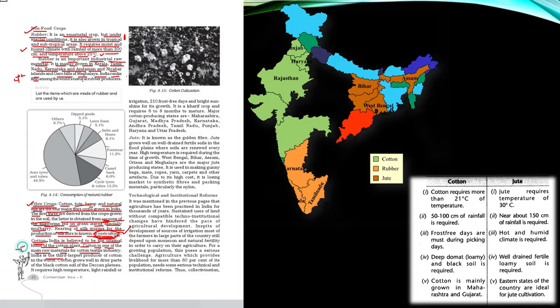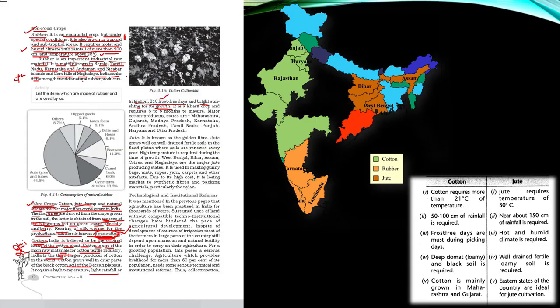Once again, these are the climatic requirements: cotton grows well in the drier parts of the black cotton soil of the Deccan Plateau. It requires high temperature, light rainfall or irrigation, and a very special feature, 210 frost-free days and bright sunshine for its growth. During the growing period, there has to be 210 frost-free days and bright sunshine at that time.